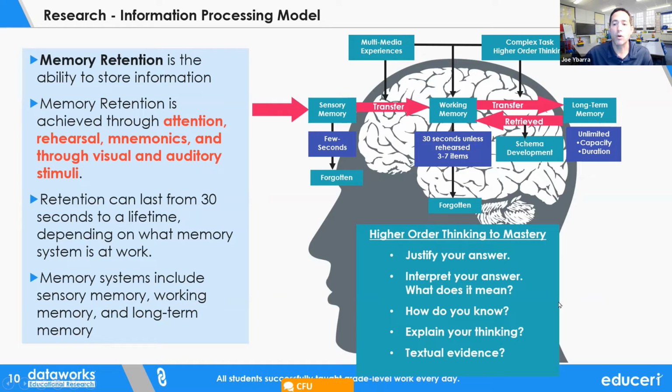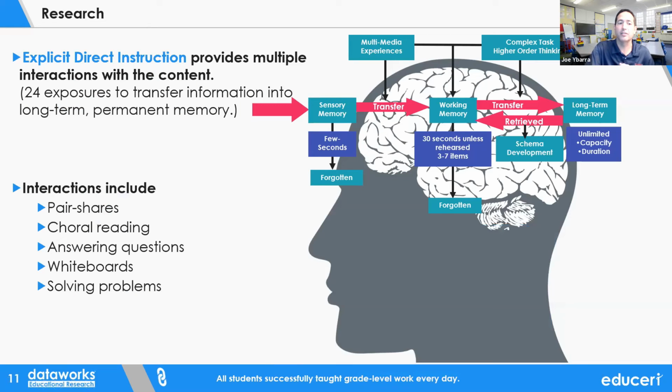Now, what we're doing in EI with the rehearsals, we need repetitions. You're really actually transferring information from sensory memory to working memory. We need a lot of 17 to 24 repetitions to really learn something. So we're really getting that. Explicit direct instruction provides multiple interactions with the content. You need 24 exposures to transfer information into long-term permanent memory. So you're doing both, but we want to eventually get to the deep understanding of it.